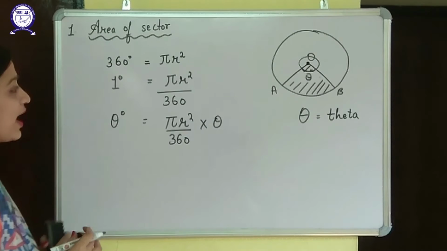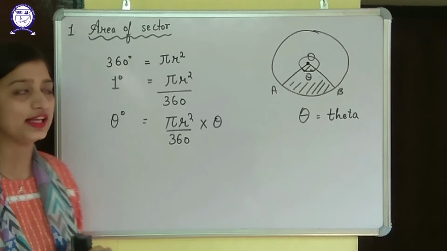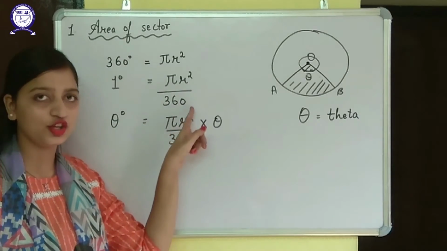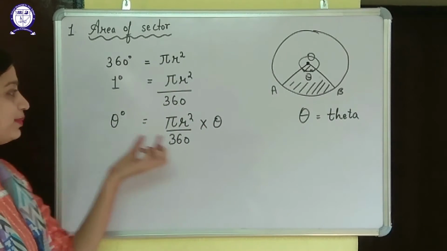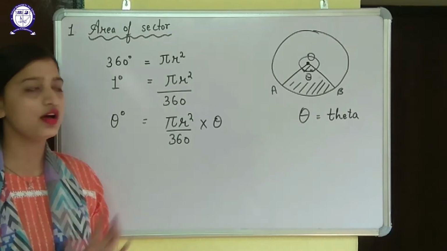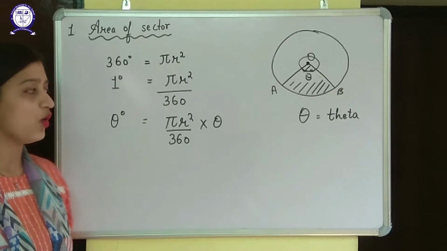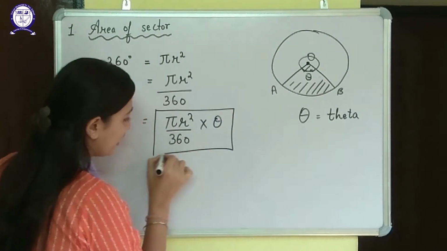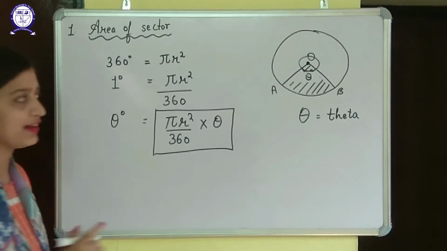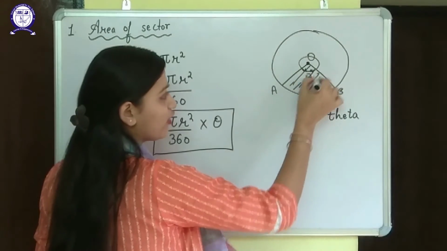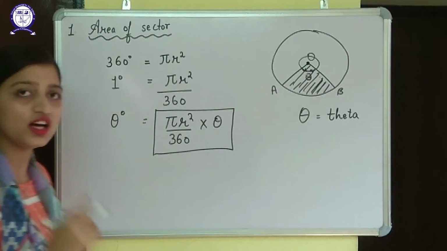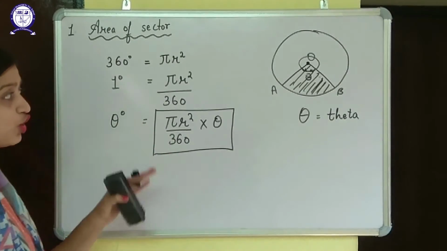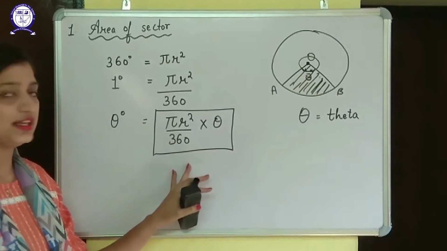This is my unitary method of solving anything. First of all for 1 degree I will take 360 in the denominator and then we will multiply this number with the previous number. So this is the formula for area of this sector. We need to find the area of this portion. This is the area of the theta degree. Theta degree is the angle of the sector. So for theta degree, this is the area.